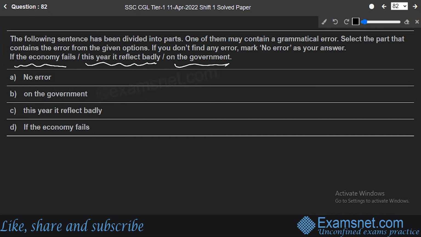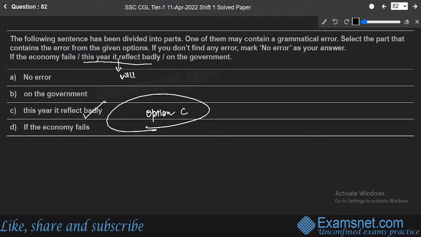What it should be: this year it will reflect badly should be used instead of this year it reflect badly. So this is the erroneous part. What is the error? This year it reflect badly should be replaced by this year it will reflect badly on the government. So this given sentence is an example of a conditional sentence. So what will be the answer? If the economy fails this year, it will reflect badly on the government, and option C is the correct answer.